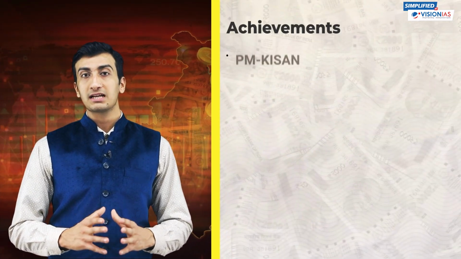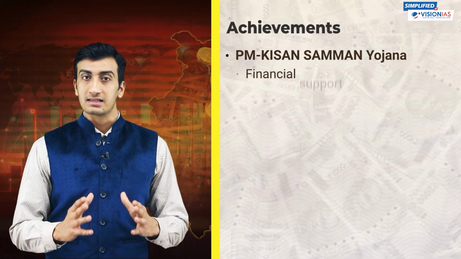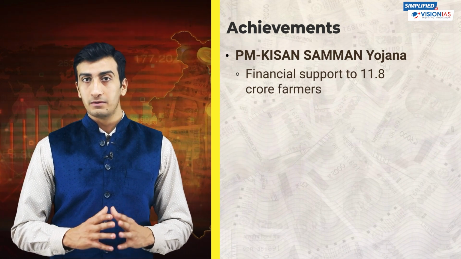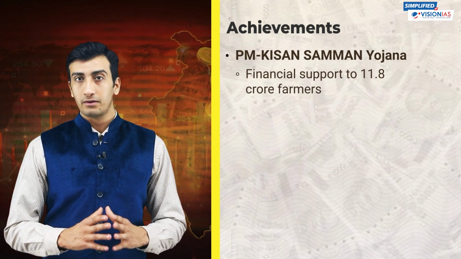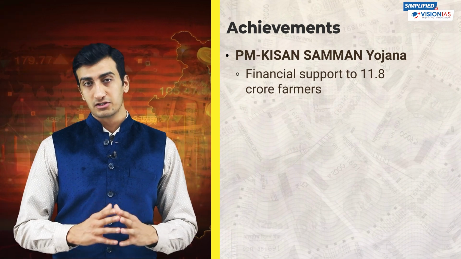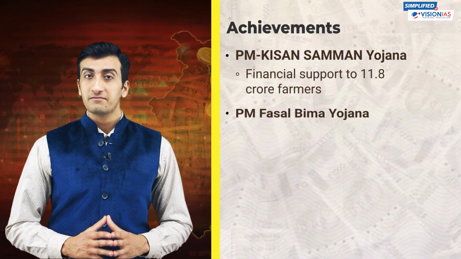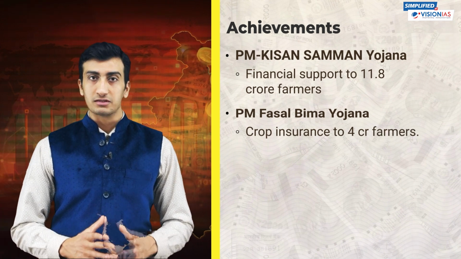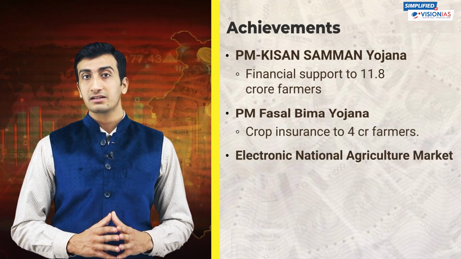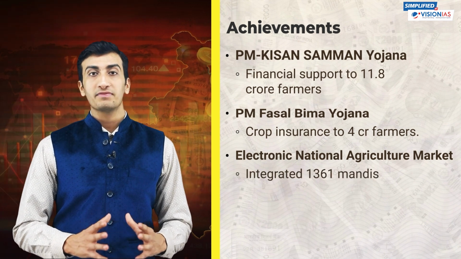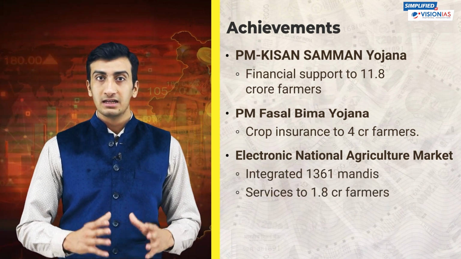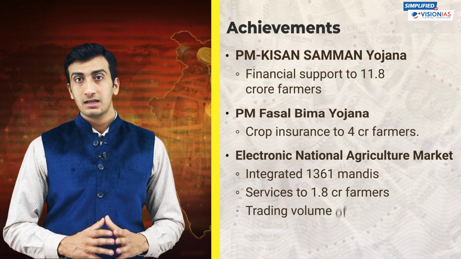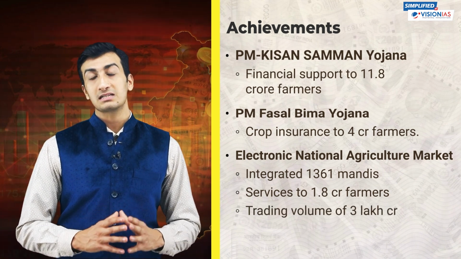Moving ahead, the fourth focus area is Annadata. Farmers are the backbone of the nation, and schemes like PM Kisan Samman Yojana has empowered 11.8 crore farmers, including marginal and small farmers, by offering them direct financial support. Meanwhile, the PM Fasal Bima Yojana assured that 4 crore farmers get crop insurance. In addition, the electronic national agriculture market has integrated 1,361 mandis, connecting 1.8 crore farmers and generating a trade volume of Rs 3 lakh crore.